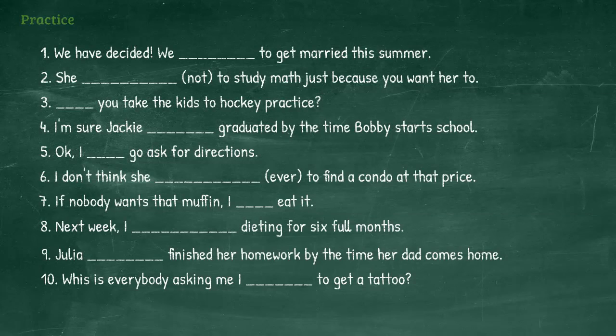Number 1. We have decided we are going to get married this summer. Number 2. She's not going to study math just because you want her to. Number 3. Will you take the kids to hockey practice? Number 4. I'm sure Jackie will have graduated by the time Bobby starts school. Number 5. Okay, I'll go ask for directions.